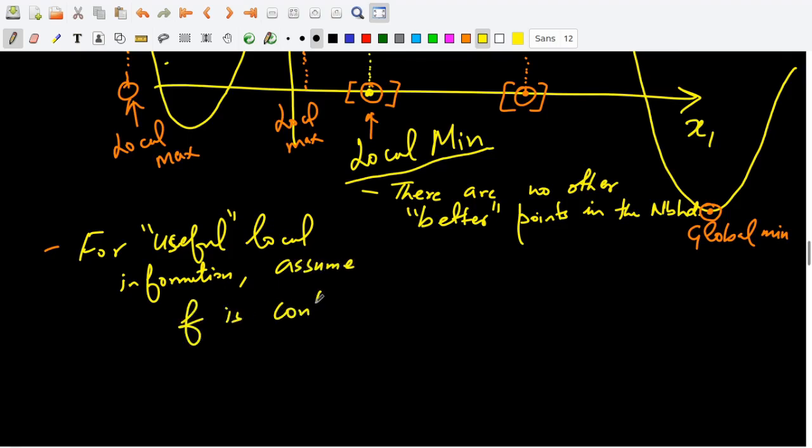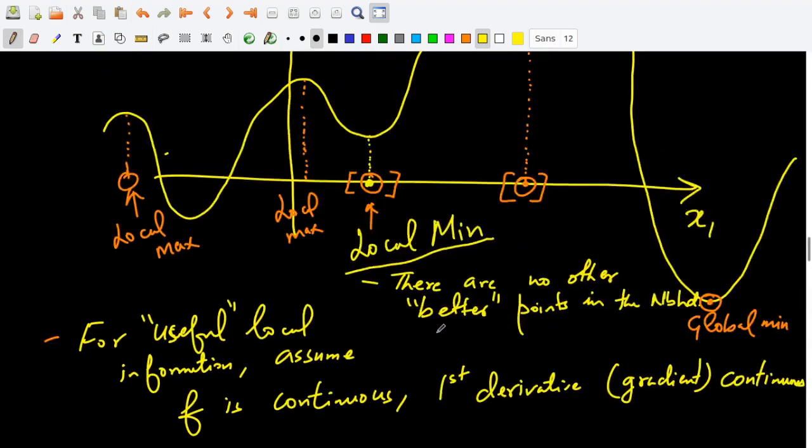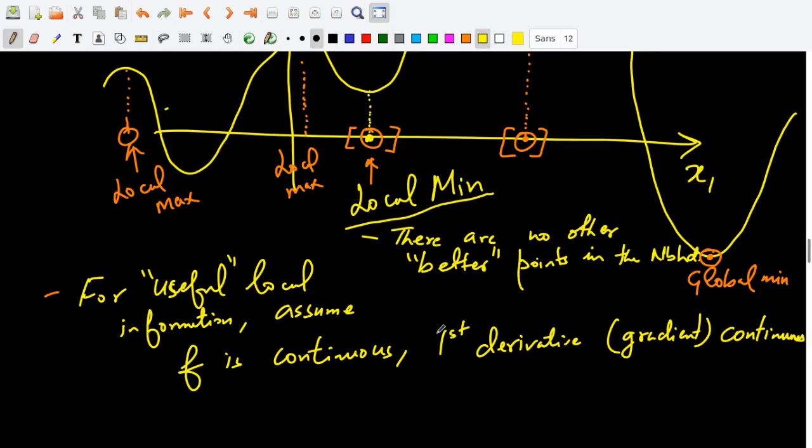f is continuous and the first derivative or the gradient is also continuous. And for some results we might have to assume that the second derivative or the Hessian is also continuous. So that means f is a nice smooth twice differentiable function, and then we can safely rely on the information given by the derivatives and try to move in good directions and find points which are good in some neighborhood.